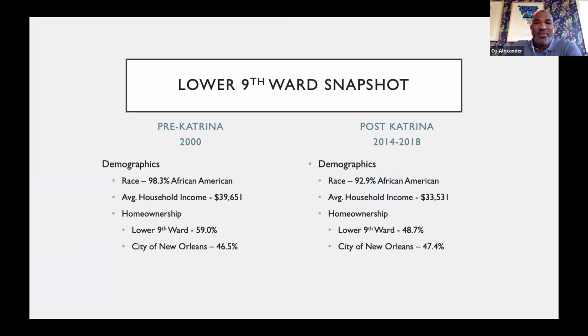Here is a little demographic snapshot of the lower Ninth Ward. As I mentioned, everything in New Orleans is pre-Katrina, post-Katrina. You can see the lower Ninth Ward is a majority African-American neighborhood. Average household income pre-Katrina was about $40,000, and post-Katrina dropped to about $33,500. Homeownership in the lower Ninth Ward was 59% pre-Katrina compared to the city at 46.5%. Even post-Katrina, it was 48%, which is really significant because the lower Ninth Ward lost about 10,000 residents after Hurricane Katrina.